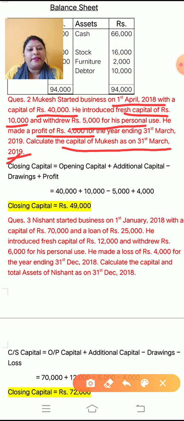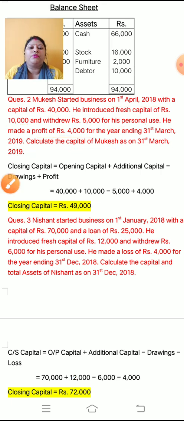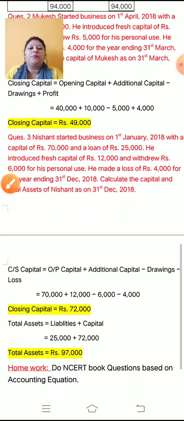So here is the formula of closing capital. Children, note down this and write down and learn it. Closing capital is equal to opening capital plus additional capital minus drawing plus profit. If there is loss, then you have to subtract. So all the values are given: opening capital, additional capital, drawing and profit. Put the values, do plus and minus and find out the closing capital. Okay, in this way you have to solve this question. Now question number 3.